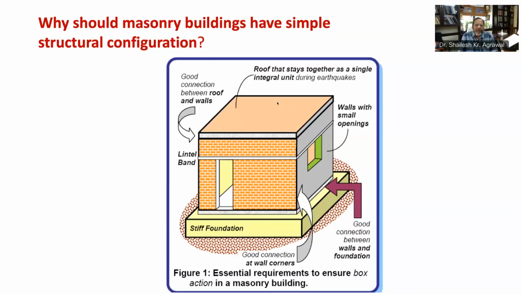For example, a horizontal band introduced at the lintel level ties the walls together and helps them behave as a single unit, like a box. So it's called box-like action. Openings are also functional necessities in buildings. However, their location and size assume significance in deciding the performance of masonry buildings in earthquakes. Let's understand this through this figure.